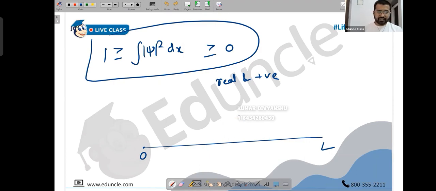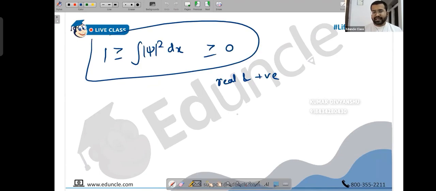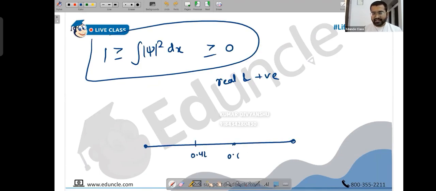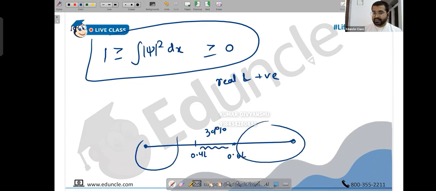Okay. Chalo, nice. And for a second, if some of you are by any chance thinking, sir, in a small region of 0.4L to 0.6L we are getting 39%, the difference is only 2, it means in the remaining we are getting only 61. This is consuming only 0.2L area, no? 0.4 to 0.6 is only 20% of the length. So in this 20% length, we are getting around 40% probability. So sir, in the remaining 80% of the length, are you getting only 60% probability?